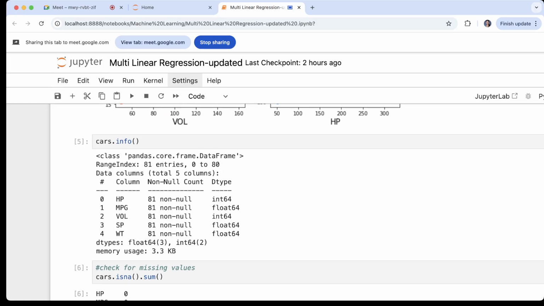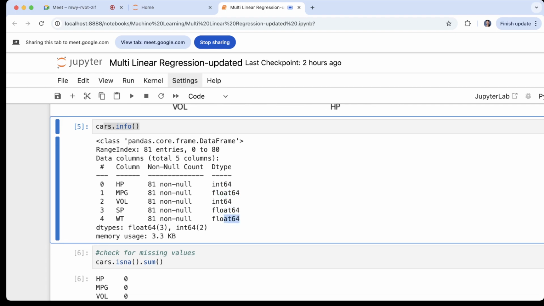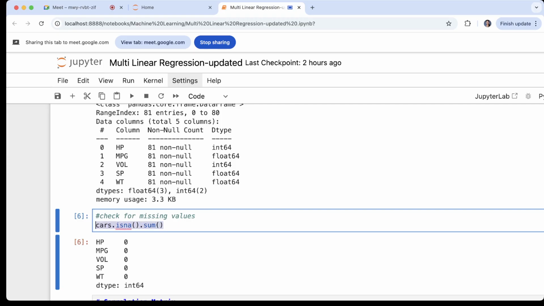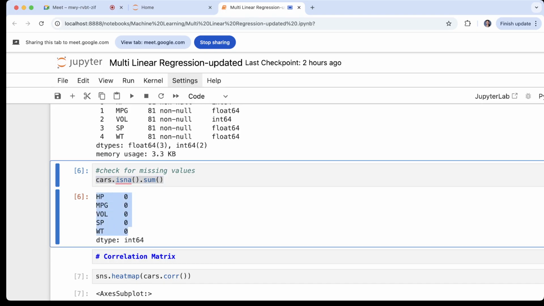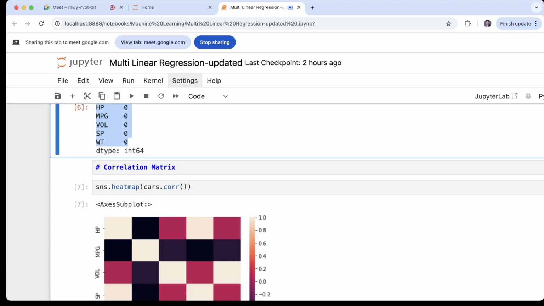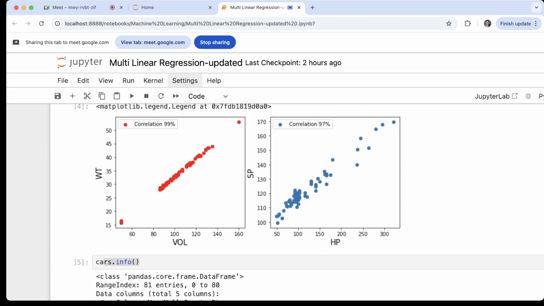Here I'm just plotting the info to check non-null values and also the data type of these features. This is pretty straightforward. It is to check the null values. There are no null values, so we don't need to bother. Clear till now? Any doubt till here? No, no. Okay.